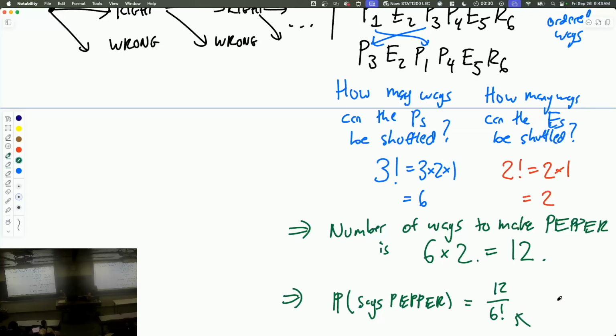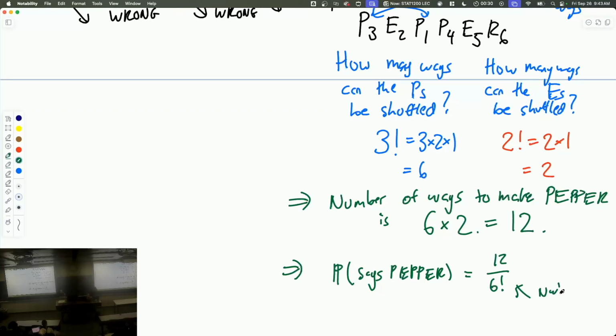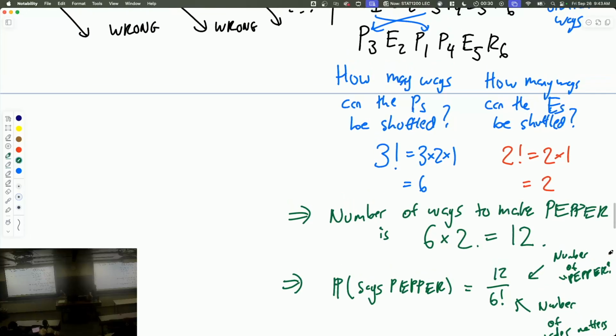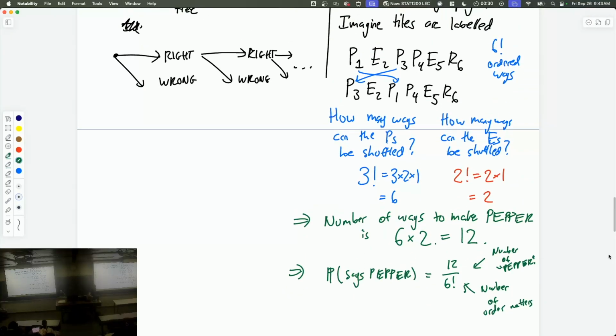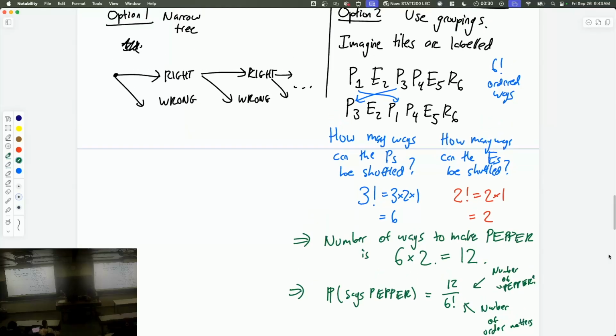This is the kind of thing we did last time. The number of order matters ways, and then 12 is the number that are pepper. Okay. So that's a perfectly good valid answer. I think that's the easiest sort of way to think about it. And there are many variations of this. In your homework, you'll have problems that are like this. And this is kind of like a bread and butter topic in probability classes, these kinds of counting and shuffling things. Any questions or comments about that method of doing it?